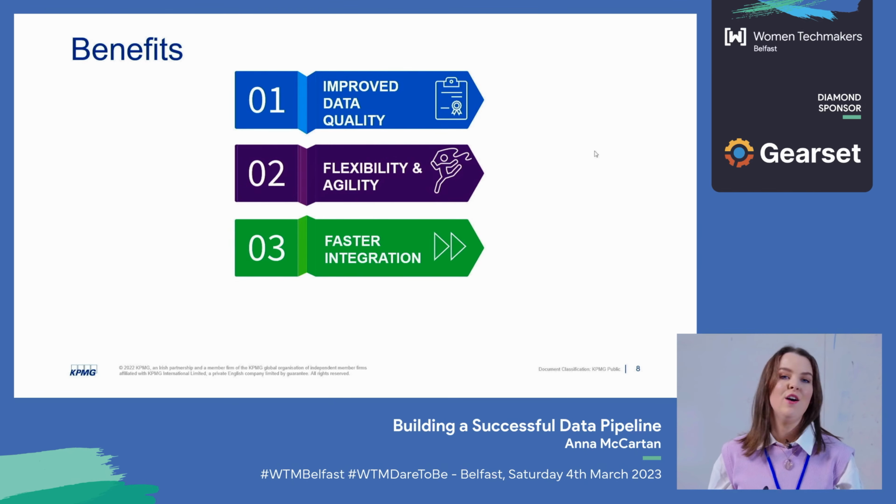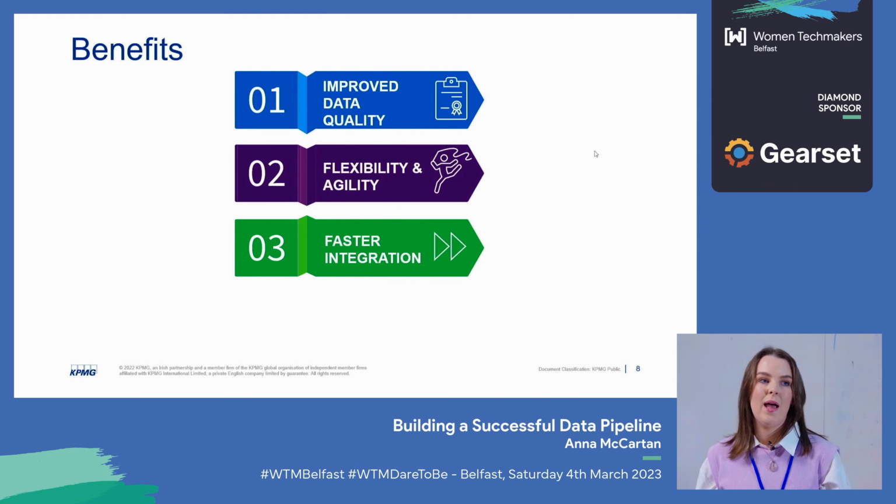Number 3 is faster integration. So if you're wanting to integrate a new data source or something like that, if you were doing this manually, it could take a long, long time. But if your pipeline's there, it's generic and most of it's automated, it could be as simple as, again, inputting a few new parameters. So it's really fast to integrate new data sources.